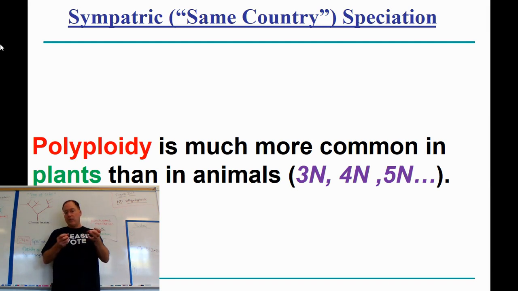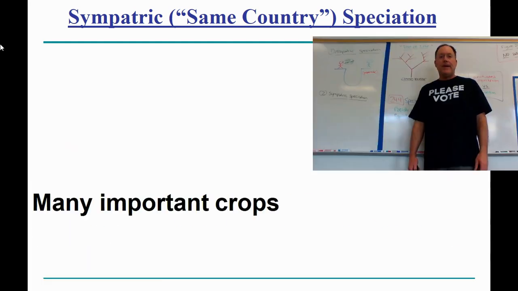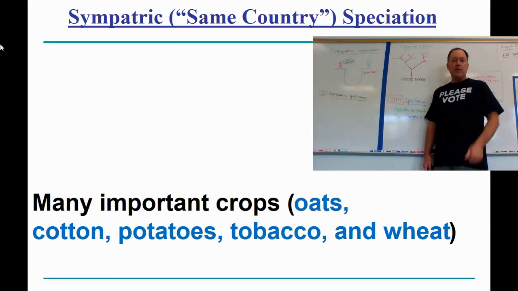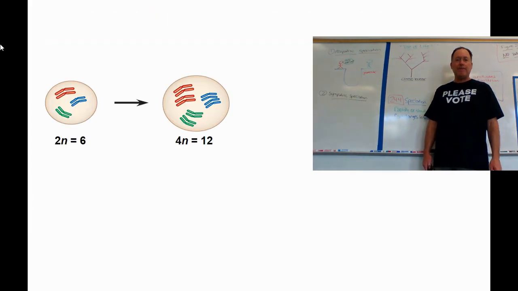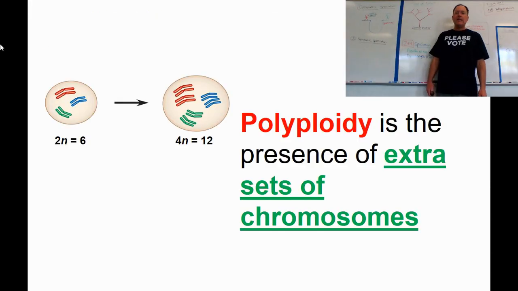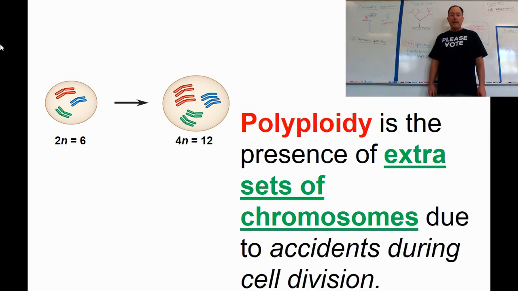Like a whole set of chromosomes went over, and we've talked about this before, like this one desert rat that has 3N, or a triploid amount of chromosomal sets. We're talking about sets of chromosomes here. Oats, cotton, potatoes, tobacco, and wheat are all polyploids. I think we talked about bananas and strawberries also being polyploid. Polyploidy is the presence of an extra set of chromosome or chromosomes due to accidents during cell division.